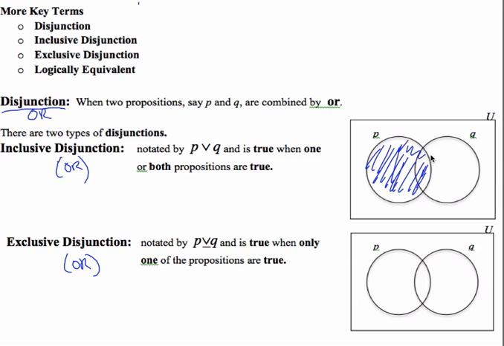And here's the Venn diagram for that. And for exclusive, they're true only when one of them is true, not when both of them are true. So this intersection of P and Q here is when they're both true. So in this case, we do not shade that region for the Venn diagram.